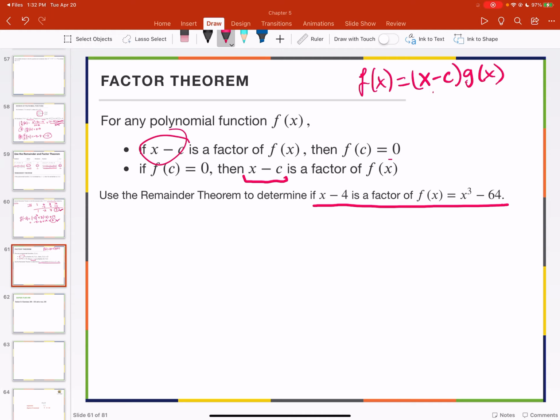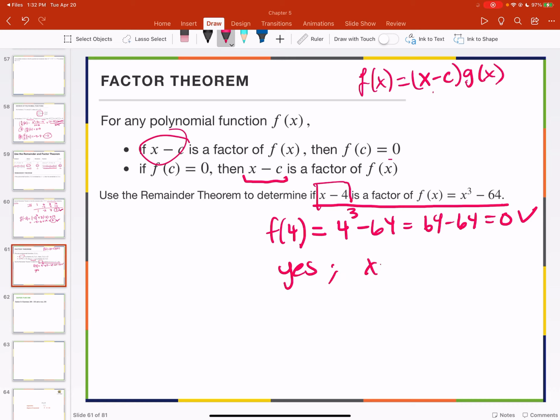So there are two ways: I can divide directly, or I can just plug it in. Since I have this, I want to know if x minus 4 is a factor. If x minus 4 is a factor, then by the theorem, f of 4 should equal 0. And if it does, then we know that it's a factor. So this is 64 minus 64, which is 0. So yes, x minus 4 is a factor.